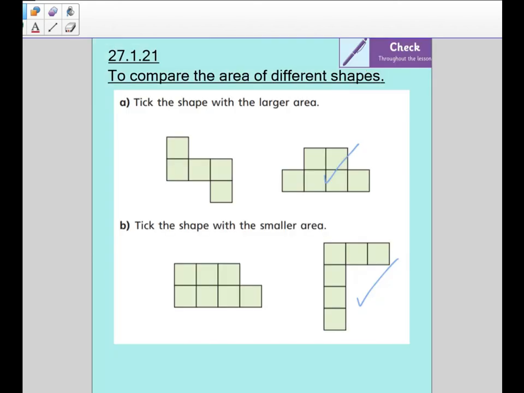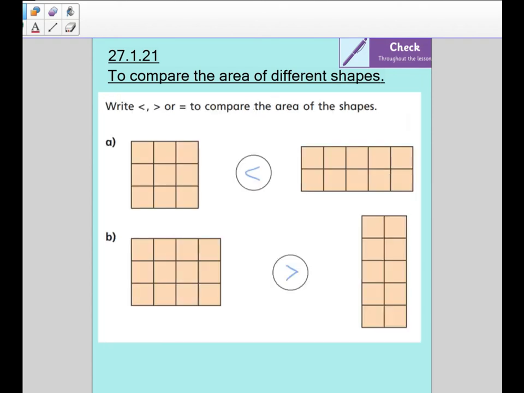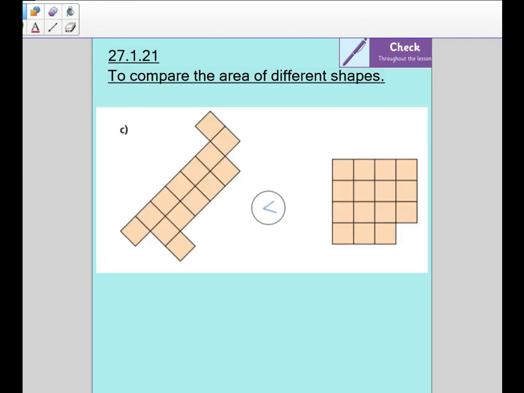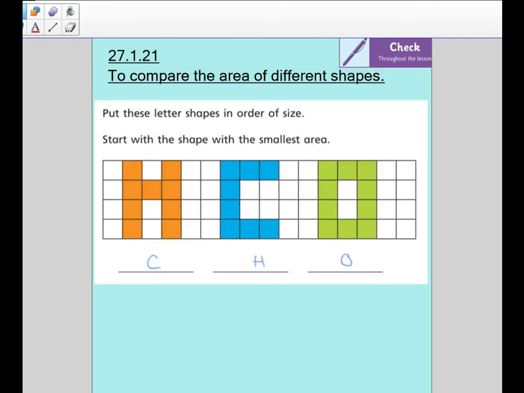Now it's time for you to check your work. Here are the answers to the first two. And here are the answers to the next questions. Here's the answer to C. Put these letter shapes in order of size. So it's C, then H, then O. Good job.